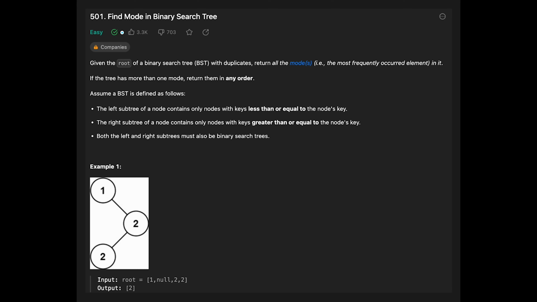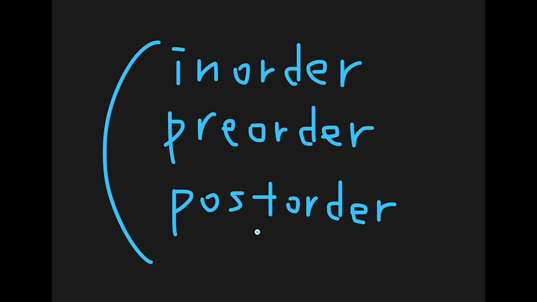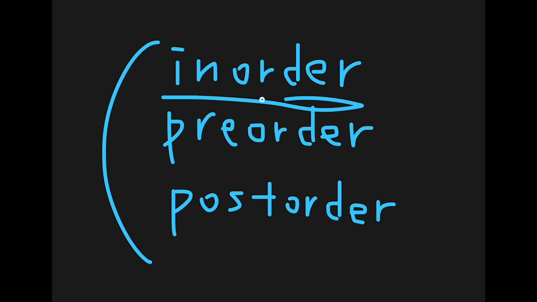Hey everyone, today we are going to solve the LeetCode question Find Mode in Binary Search Tree. First of all, this is a tree traversal problem. And we know that we have three well-known traversals: inorder, preorder, and postorder. So the question is, which traversal do you use for this question? My answer is inorder traversal.